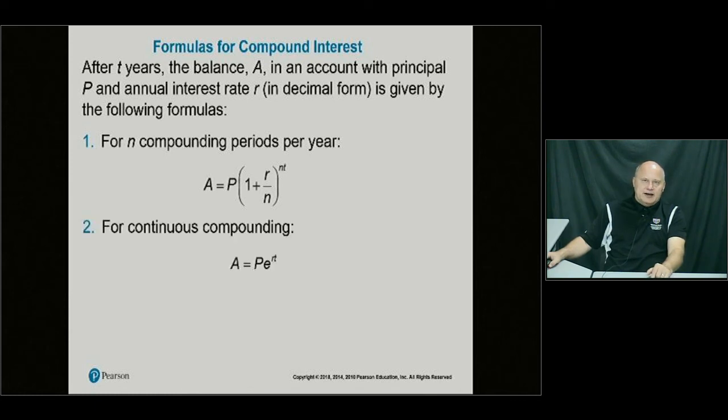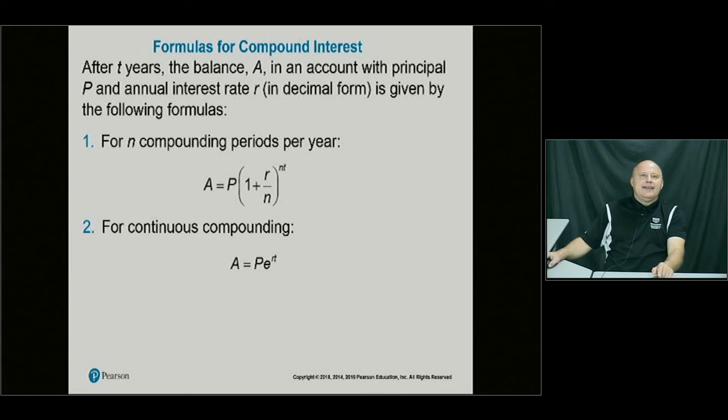The next one, for continuous compounding, A equals P times e to the rt power. P is the principal, r is the rate as a decimal, and t is the time. The n in the first one represents the number of times it's compounded per year. So if they say it's compounded monthly, n would be 12. Semi-annually, n would be 2. Quarterly, n would be 4. Weekly, n would be 52, because there are 52 weeks in a year. So you have to look at it that way.